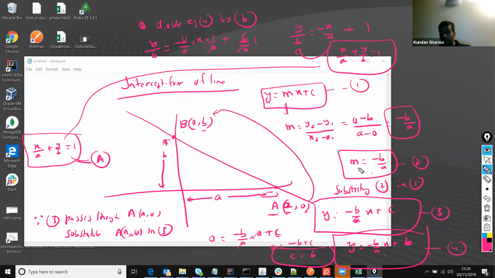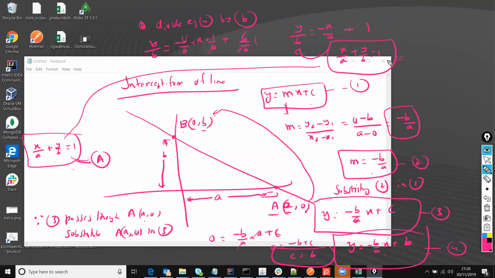You found the slope using the 2-point slope formula, m is equal to minus b by a, and then I'm saying substituting 2 in 1. So this becomes minus b by a x plus c. And then we saw that because I know 2 points, I can substitute any of the points in this line to find out the value of c. So we found the value of c as b, right? Having found the value of c as b, we need to rearrange and divide both the sides by b, and we arrived at this formula. Is this clear to both of you?